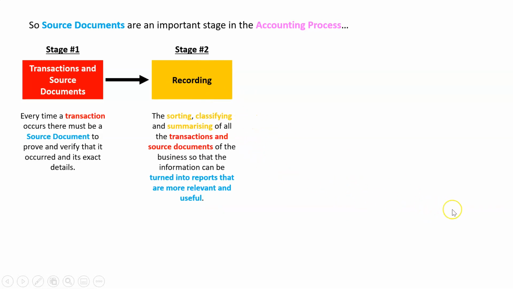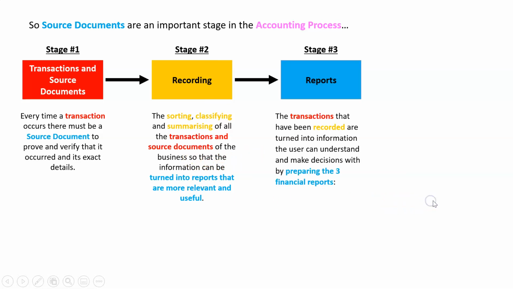Stage two is then at every business, including Apple, we've got to record all those transactions. That's going to be our next topic. We'll start recording them all. We've got to sort, classify, and summarize these source documents, turn it into something more useful and relevant. What is that? That's called a financial report, which is stage three.